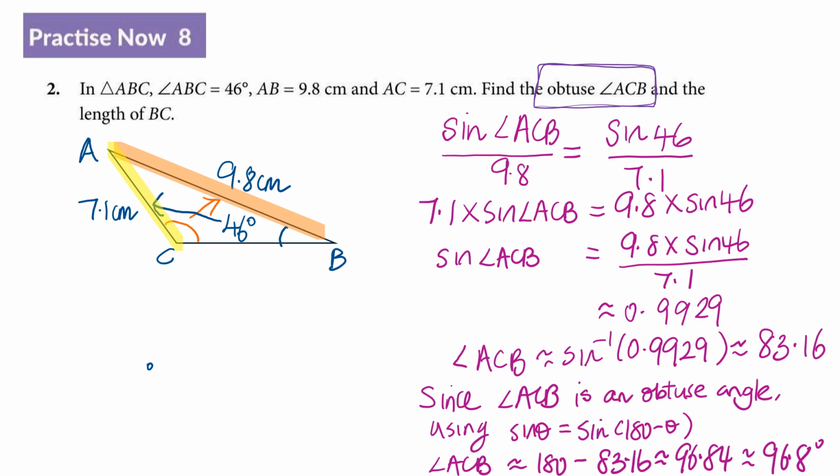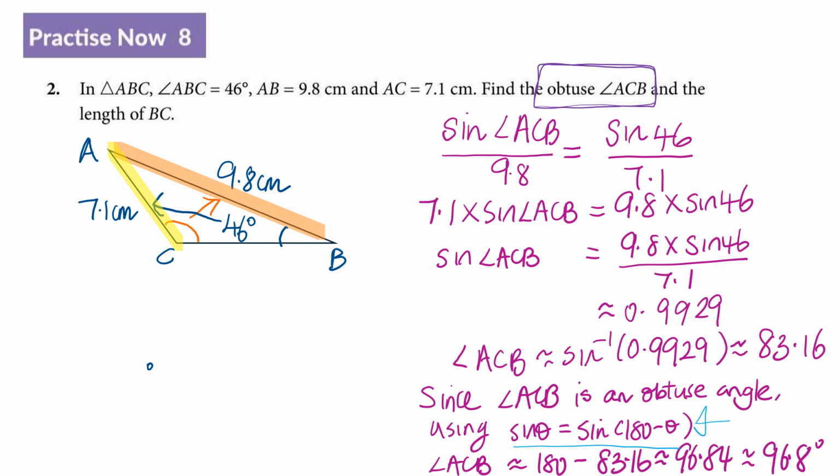Yes, the concept is similar to what we have done earlier in the practice question. We just apply the trigonometric ratio of an obtuse angle, where sine theta equals sine of 180 minus theta. So your angle ACB will be 180 minus 83.16, and that gives you an obtuse angle, which is 96.8 degrees. Okay, so that's the first part.